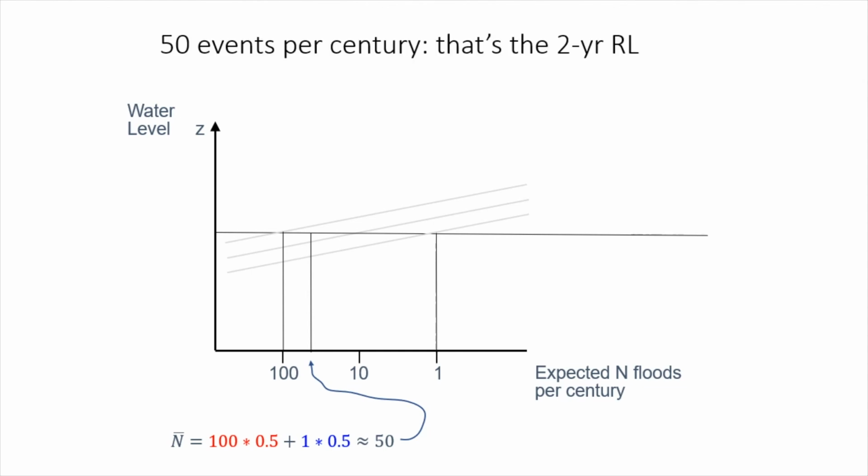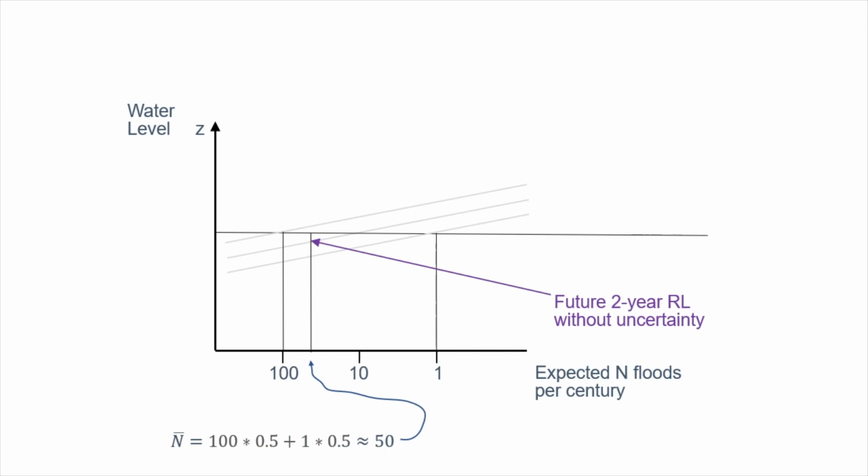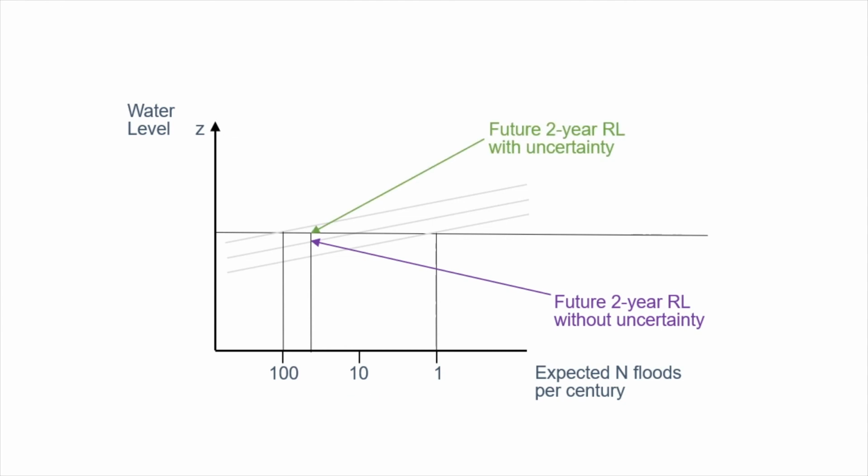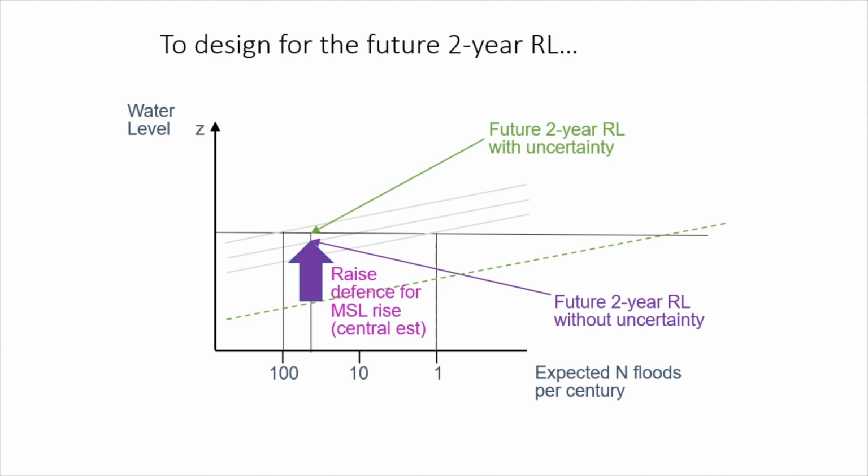50 events per century, that's the 2-year return level. So there's our future 2-year return level with no uncertainty, and there it is with uncertainty. The dashed line shows the present-day return level curve. Here is how much we have to raise the defence to account for the central estimate of mean sea level rise. And here is the additional allowance for uncertainty.